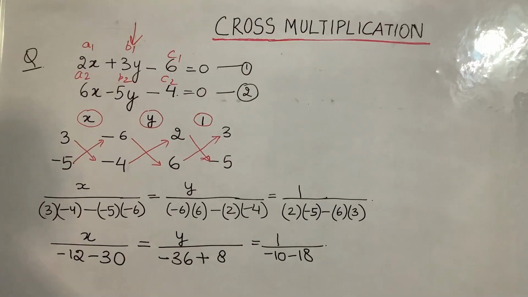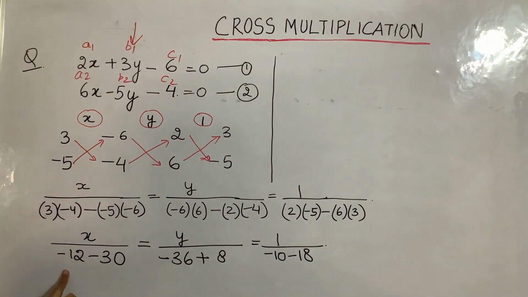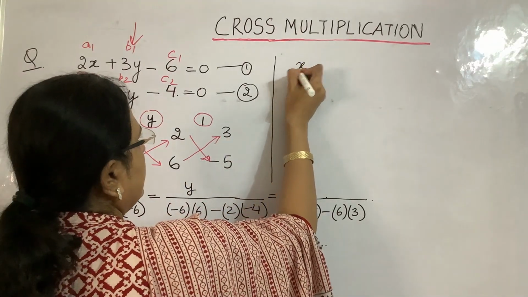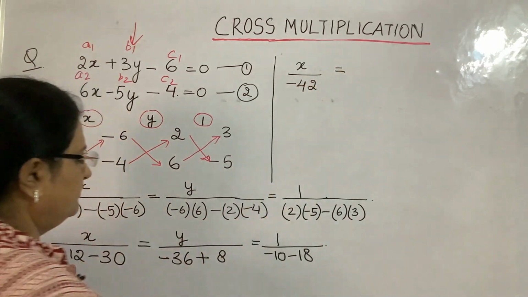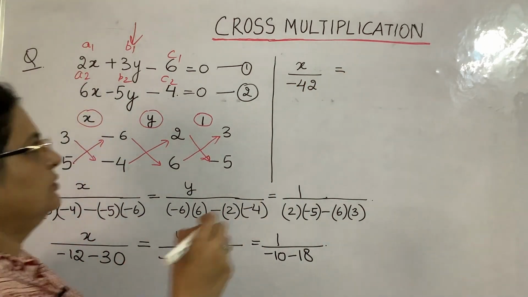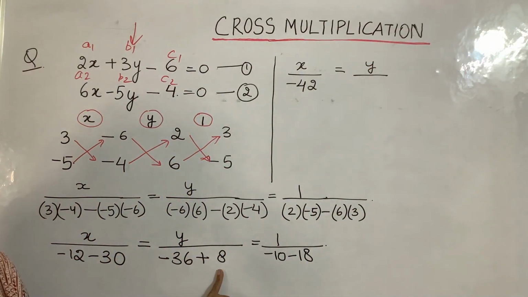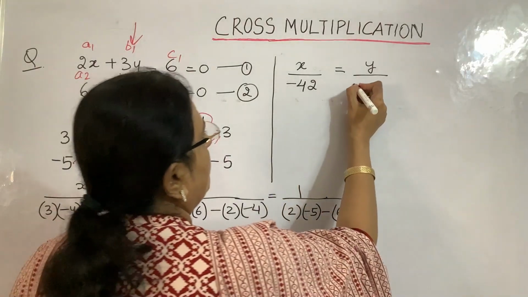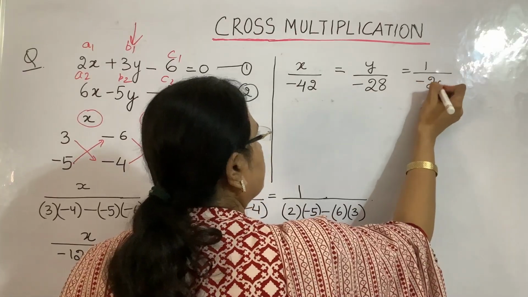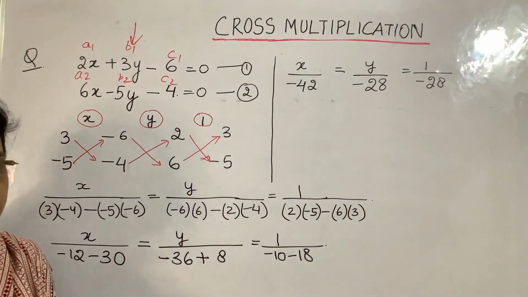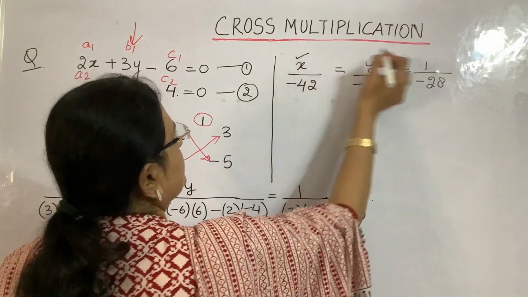Please check whether you have this. Now simplifying this further, you will get x upon minus 12 minus 30, which is minus 42, is equal to y upon minus 36 plus 8. It will give you minus 28, is equal to 1 upon minus 28. Okay. Now first you take this one and this one.